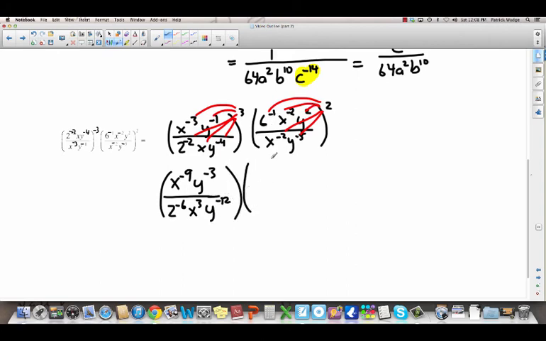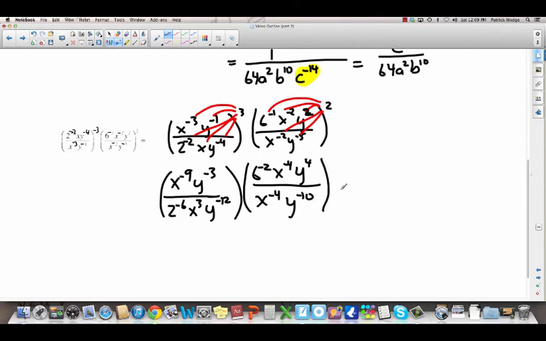Next one, 6 to the negative 2. Negative 1 times 2 is negative 2. X to the negative 4. Negative 2 times 2 is negative 4. Y to the 4. That's a 2 right there, so 2 times 2 is 4. All over x to the negative 4, negative 2 times 2 is negative 4, and y to the negative 10.